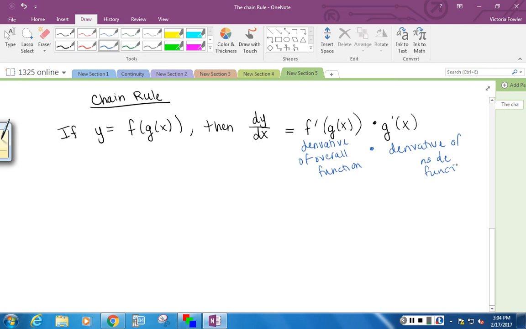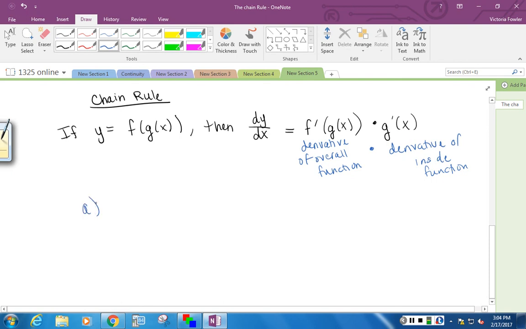You can see my letters are disappearing here. I'm not quite sure what's going on. But this is going to be best demonstrated with some examples with some actual functions in it. And then, of course, you will need to practice to make sure you have this down.